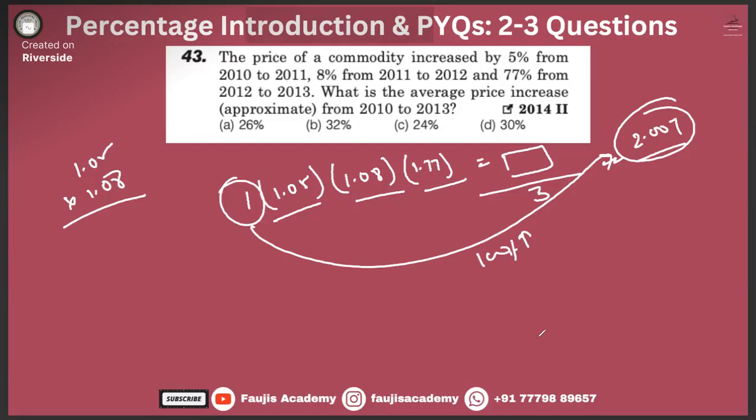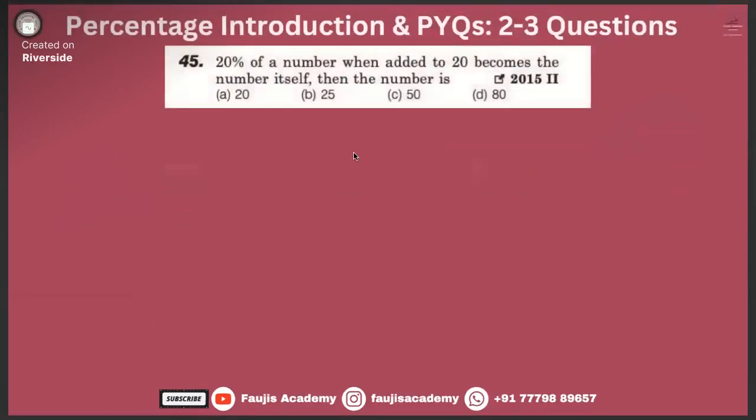But average is divided by 3. Which one is the closest answer? Option B, sir. Option B is the closest answer. Can you please check again, if it is 1.05 into 1.08 into 1.77, how much is that? They have asked for approximate value. The best answer over here as per the question is 32%. Ideally, it should have been 33. Clear? Shall we move?